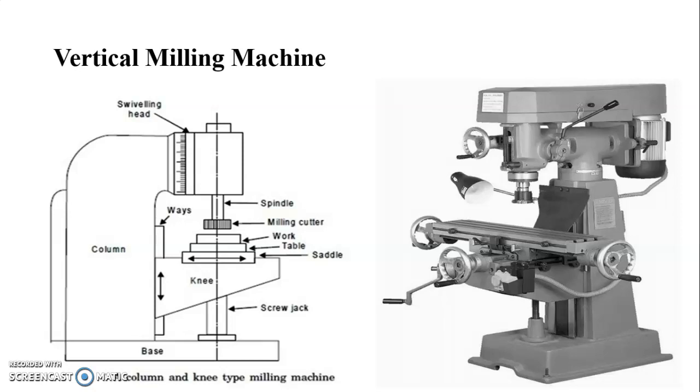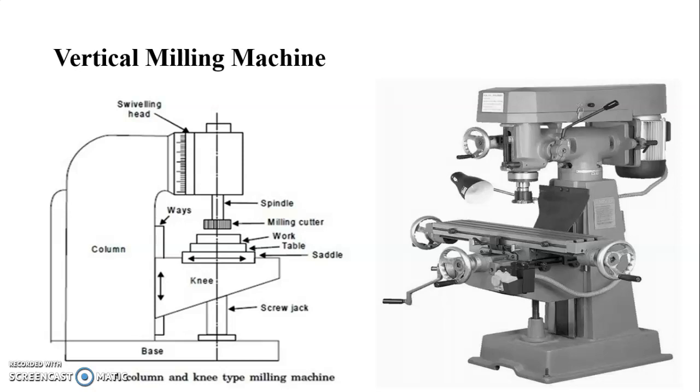The next part, that is the knee. A knee is mounted on the front face of the column and can slide in the vertical direction on the guideways. The knee can be operated by the elevating screw provided below the knee. Machined guideways are provided on the top surface of the knee.